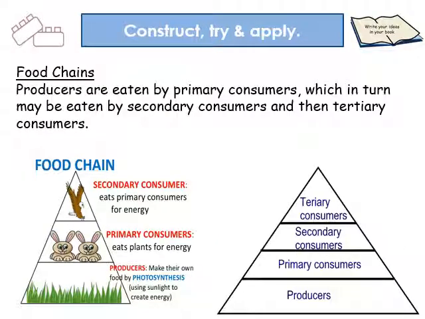Within a food chain, producers are eaten by primary consumers, which in turn may be eaten by secondary consumers, and so on. You can see this represented in the diagrams on the slide now.